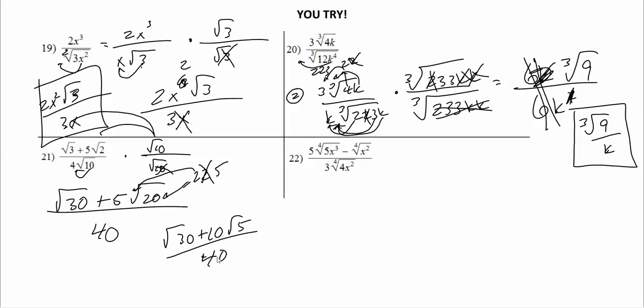Now, some of you are like, well, I can divide those. Well, yeah, I can if there was a number in front of that 30 that was divisible by 2 or 5 or 10 or 4 or something like that. Okay, so I can't do that because that's just a 1. So that is my final answer.